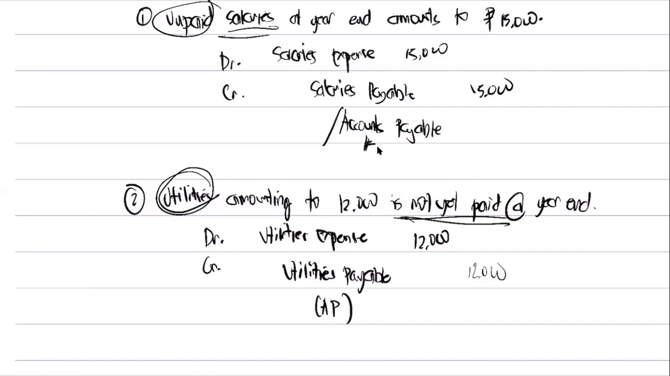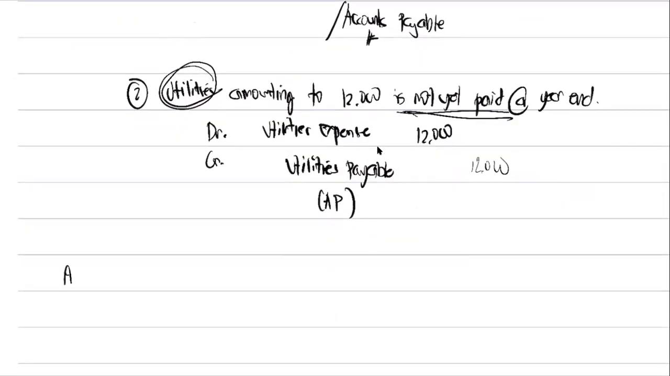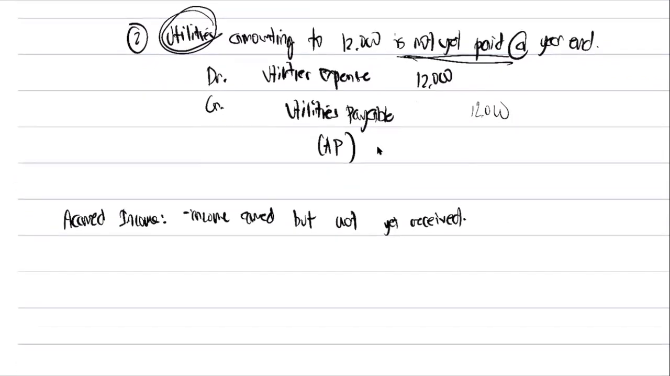How about accrued income? So under accrued income, these are income earned but not yet received. Okay. So let's have an example.